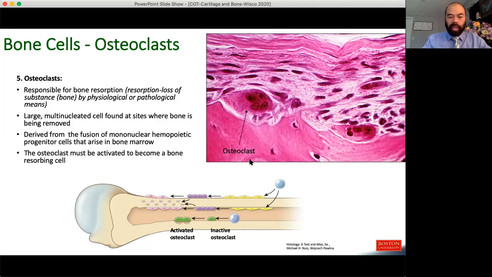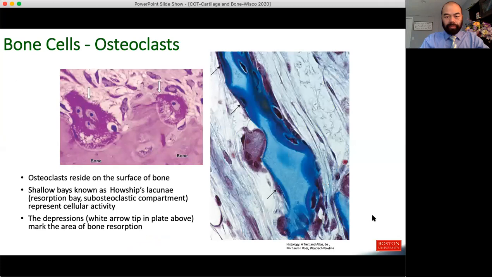So again, they're multinucleated. They are derived from monocytes, and that's super important. And they need to be activated; their default is not to chomp up bone. Their default is to lay there quiescently, like this guy over here on the right. When an osteoclast is active, though, you have this huge clearing zone right here. This is where bone is being chomped up chemically and being absorbed into the cell, and the cell is going to kick it out into the bloodstream.